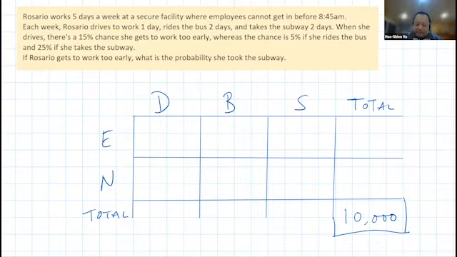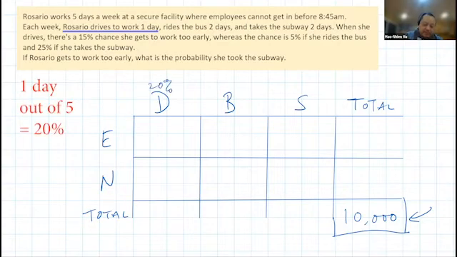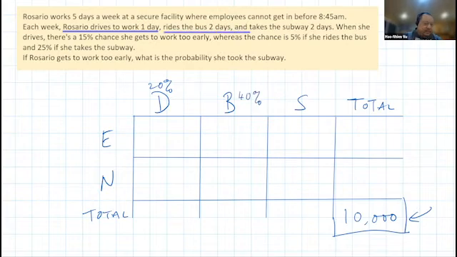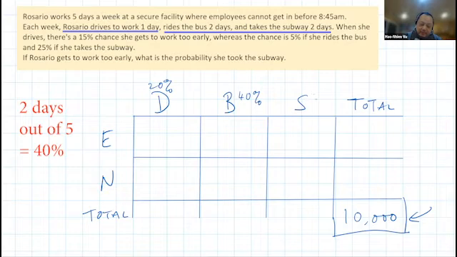All right, so the grand total is going to be 10,000. Now, what do we know about things? We know that 1 day a week out of 5, so that means 20% of the time, Rosario drives to work. 40% of the time, she takes a bus to work. And 40% of the time, she takes a subway to work.